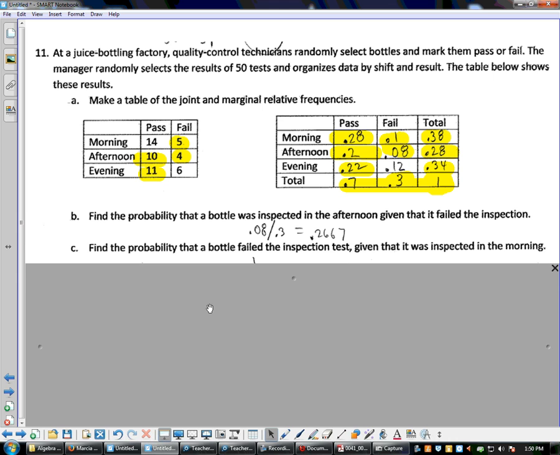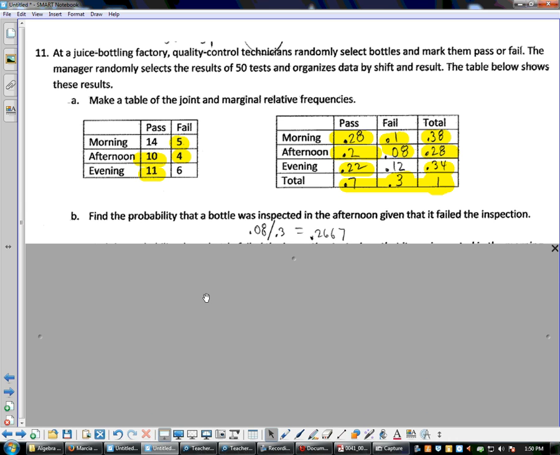So now that we have that table, what is the probability that a bottle was inspected in the afternoon given that it failed the inspection? Well, let me clean this up a little bit so we can talk about this. So, given that it failed the inspection, we're going to focus just on the fail column of our relative frequencies chart.